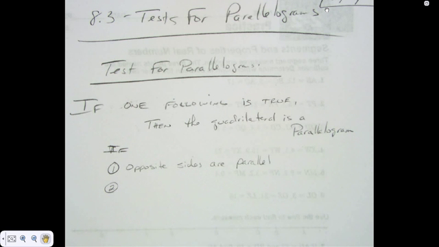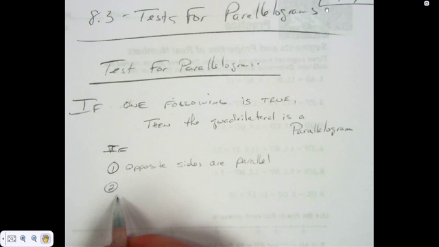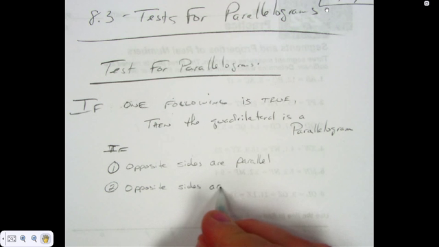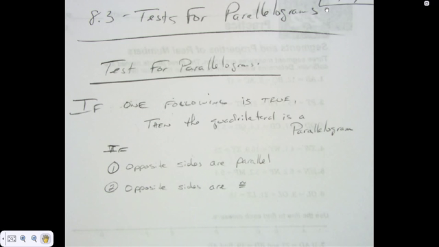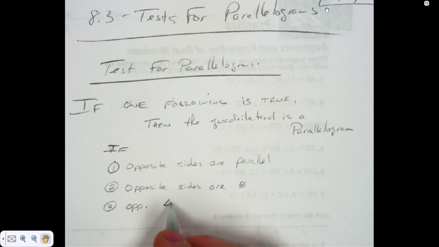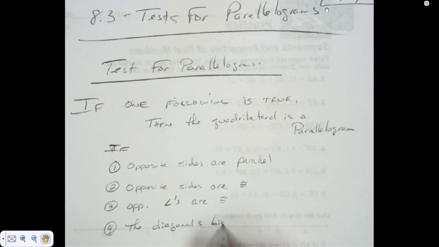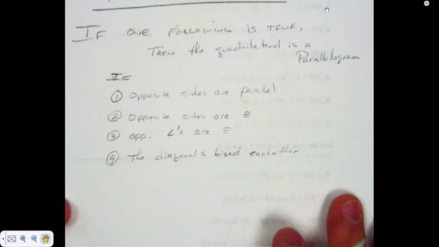If opposite sides are congruent, then it's a parallelogram. If the opposite angles are congruent, then guess what? It's a parallelogram. And I'm talking about both of them, not just one set. If the diagonals bisect each other, then guess what? It's a parallelogram.